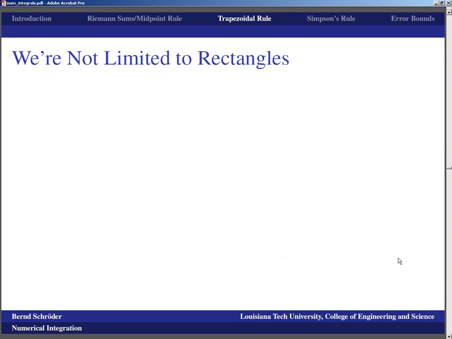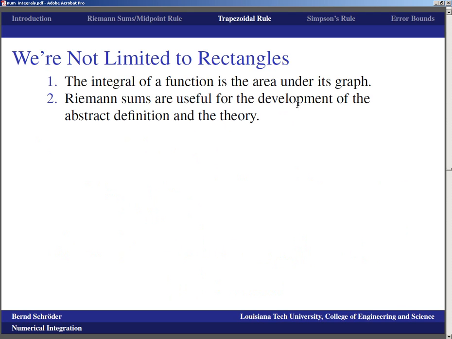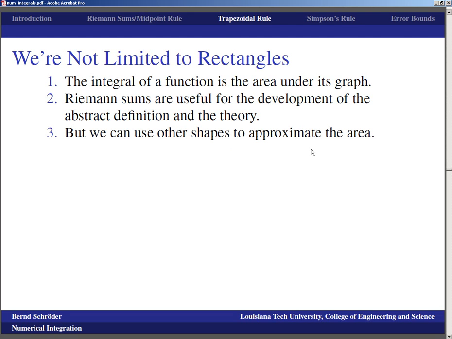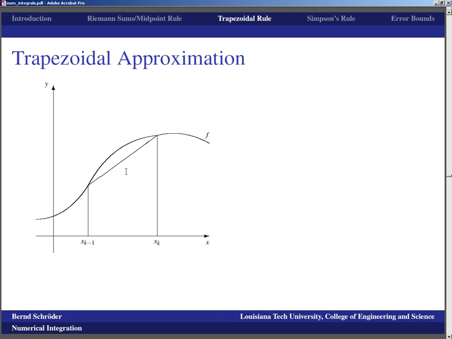All right, now the geometric thing now is that we're not limited to rectangles. The integral of a function is, or at least can always be canonically interpreted as the area under the graph. So Riemann sums are useful for the development of the abstract definition and the theory, because those give us reasonably simple formulas, but we can use other shapes to approximate the area. And so trapezoids are one of the first shapes that come to mind, because what we could do there is look at our function on a subinterval x_{k-1} to x_k, and we could simply approximate the area under the function with a trapezoid.